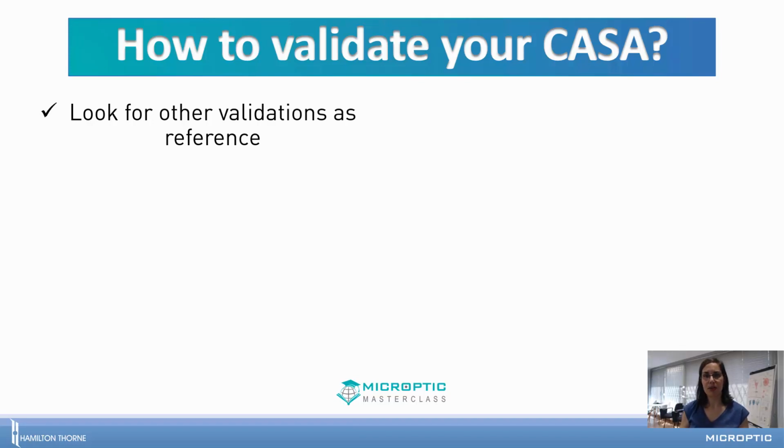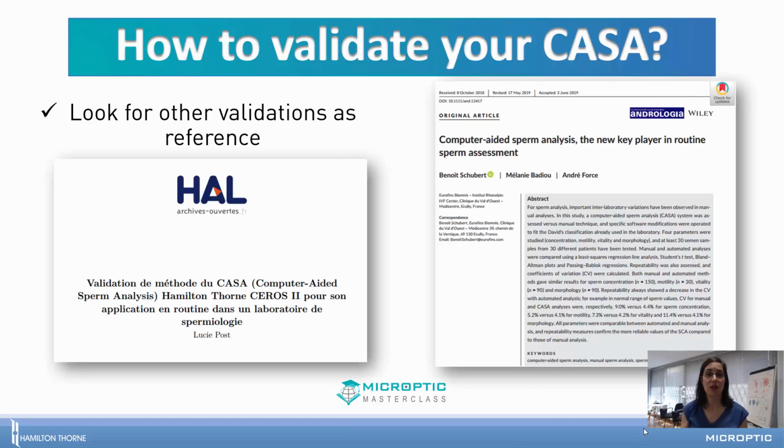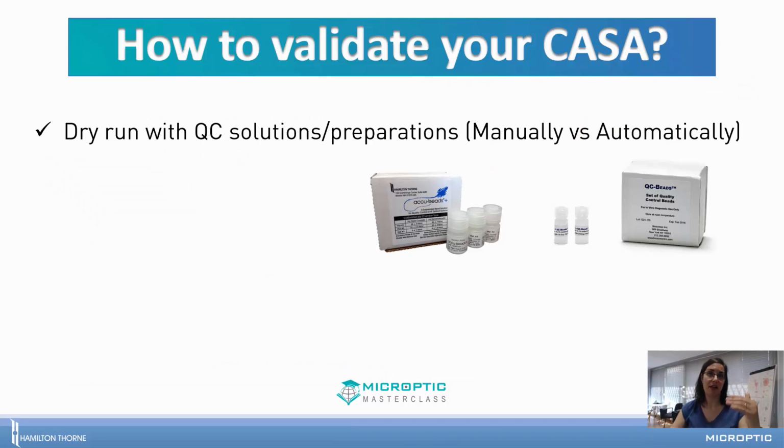Also it's important to do some bibliographic research about whether there are other publications or other validations with the CASA you want to validate. Here you can check the number of samples that has been used, and what protocols or statistics were used. You can use it as a reference for defining your protocol and running your test.